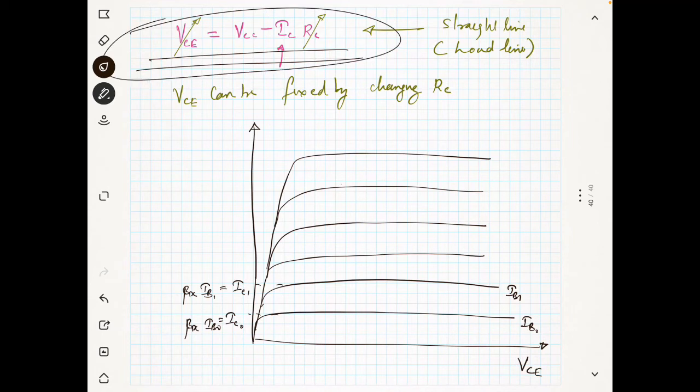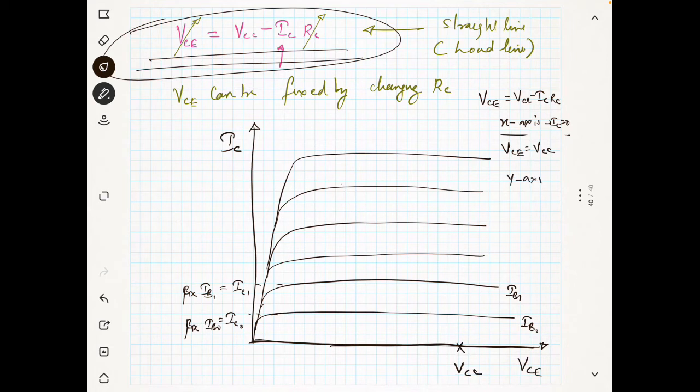And I have already told you this equation is the equation of a straight line. So VCE is equal to VCC minus ICRC. So I will select a point on the x-axis. What is the x-axis? The x-axis is VCE and the y-axis is IC. So on the x-axis, IC is equal to 0. If IC is equal to 0, then what is VCE? VCE will be equal to VCC. Okay, when IC is equal to 0, you will get VCE equal to VCC. So you will get some point here, VCC.